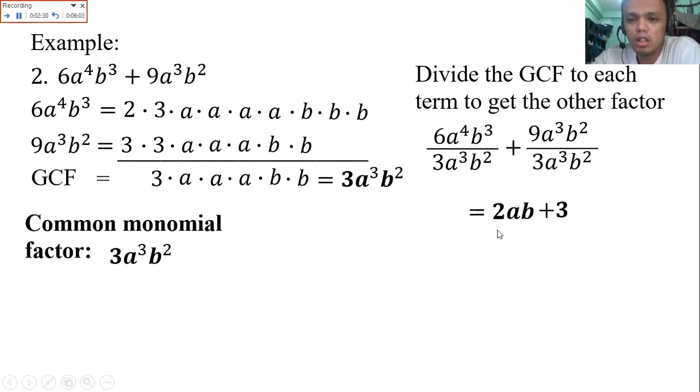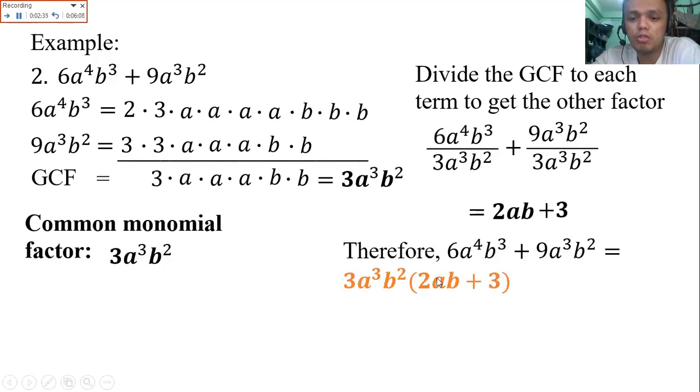Therefore, the other factor is 2ab plus 3. And the factored form is 3a cubed b squared times itong natira, 2ab plus 3. So, ito yung magiging factor niya.